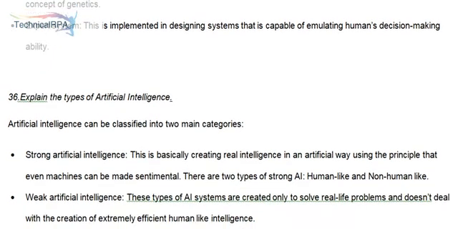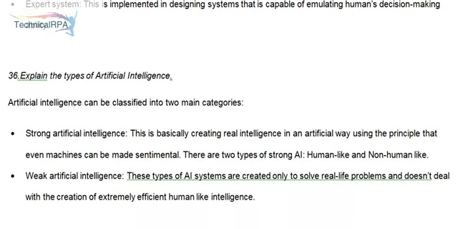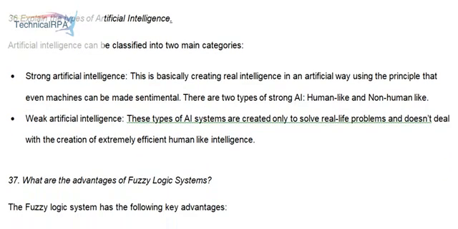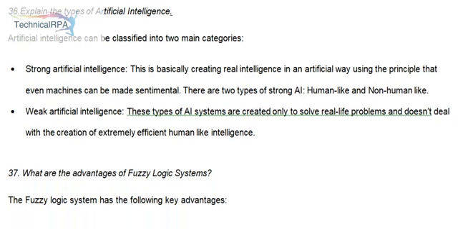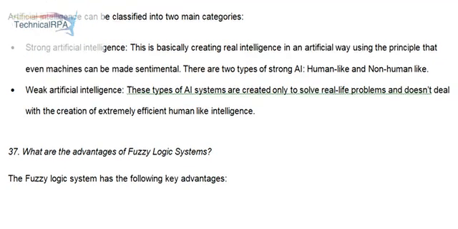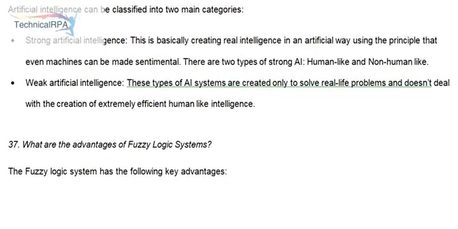36. Explain the types of artificial intelligence. Artificial intelligence can be classified into two main categories. Strong artificial intelligence: this is basically creating real intelligence in an artificial way using the principle that even machines can be made sentient. There are two types of strong AI, human-like and non-human-like. Weak artificial intelligence: these types of AI systems are created only to solve real-life problems and don't deal with the creation of extremely efficient human-like intelligence.